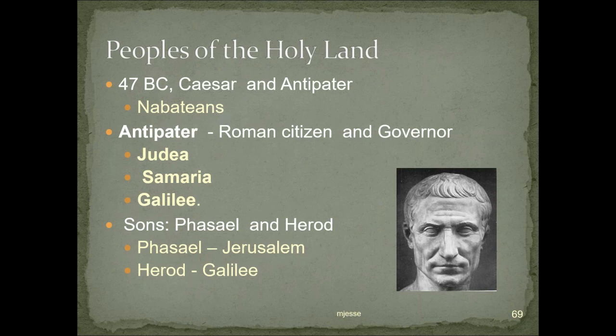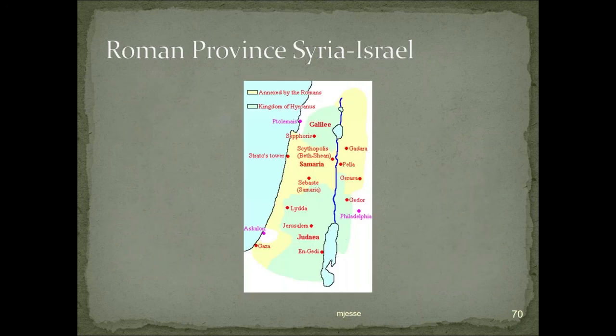In 44 BCE, Julius Caesar is murdered, and Antipater is poisoned. And now Herod is chosen to govern Judea. He's also strategically placed himself so that he's good friends with Antony and Octavian. So here we have the areas Galilee, Samaria, and Judea.